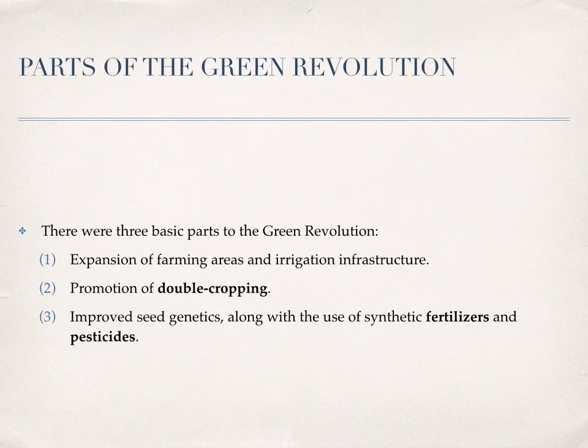That meant growing more varieties of different grains in the same piece of land. Another part of the Green Revolution was to improve seed genetics and use synthetic fertilizers and pesticides in the fields.